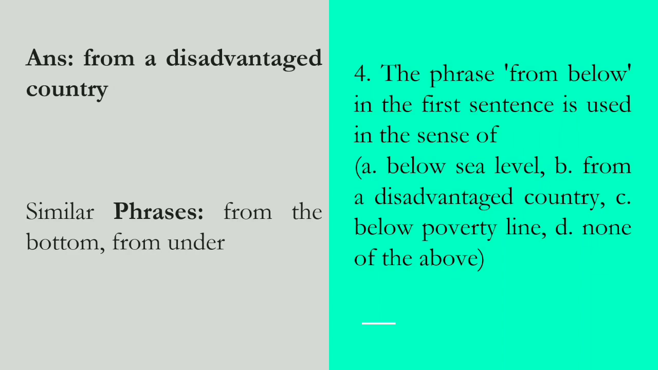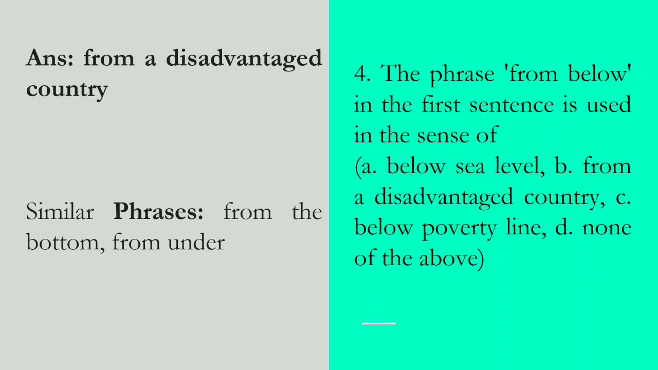Now coming to the fourth question, the phrase from below in the first sentence is used in the sense of. The first sentence is a bit lengthier one, it comes in the fourth sentence in the passage. He has been awarded the Nobel Prize in 2006 for efforts to create economic and social development from below. So that from below means from a disadvantaged country, because of course you know that Bangladesh is a third world country. I have given similar phrases also: from the bottom, from under, etc.